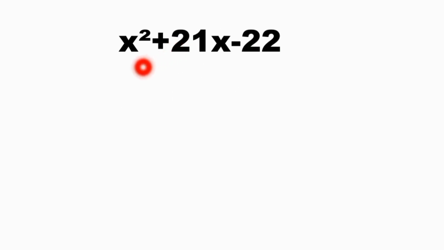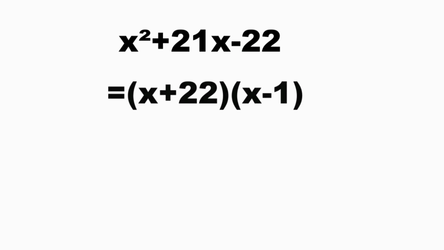We have here x squared plus 21x minus 22. So the last term is negative and the middle term is positive. In analyzing this one, the middle term is less than the absolute value of the last term by 1, and the last term is negative and the middle term is positive. So possible factors for this are the quantity x plus 22 and the quantity x minus 1, since if you multiply 22 by negative 1, you get negative 22, and 22 minus 1 is 21, and this is positive, so the middle term is positive.